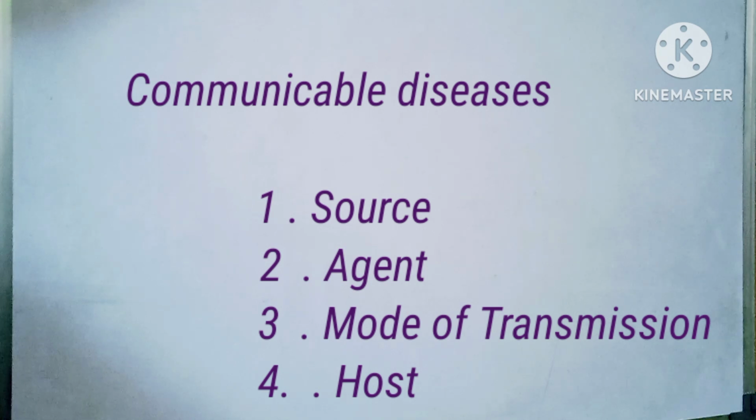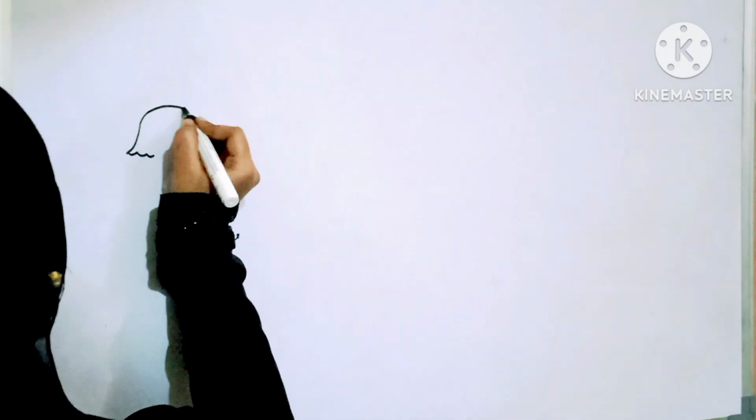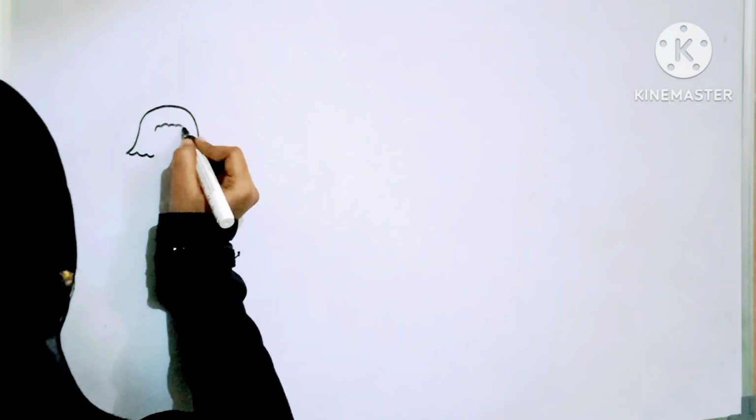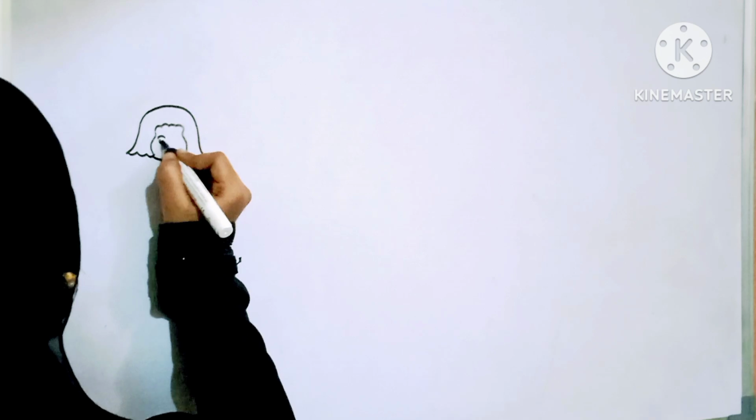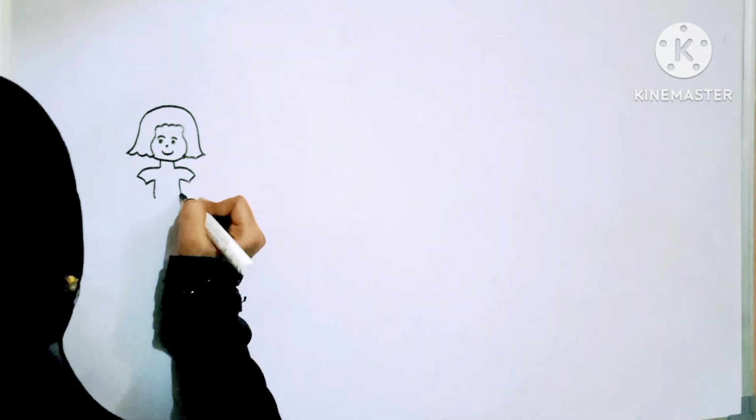For a communicable disease to spread, four things need to be present, that is, source, agent, mode of transmission, and host. Let us study briefly about these four things. First is the source. This is a person or place from where the disease originates. For example, a sick person, an animal, or a garbage dump.